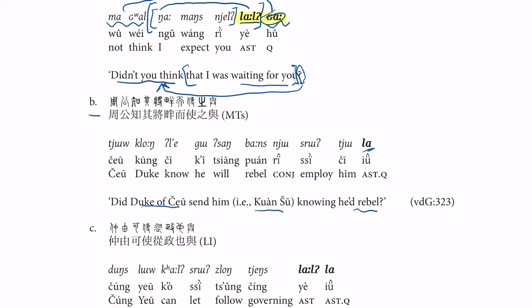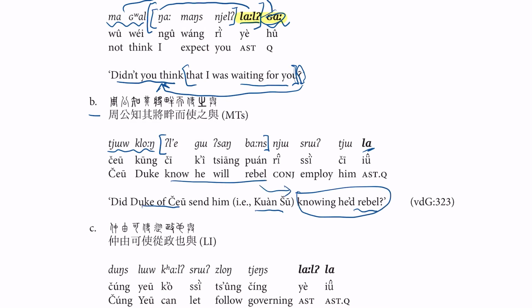So the speaker is questioning this act of the Duke of Zhou. It's not really a well-considered decision, right? Because if someone is going to rebel, why would you send them? But let's come back to the structure of the sentence. So here, tu klong is the subject. De gu san bans looks like sort of an adverbial, knowing that he will rebel, right? So it corresponds to this bit.